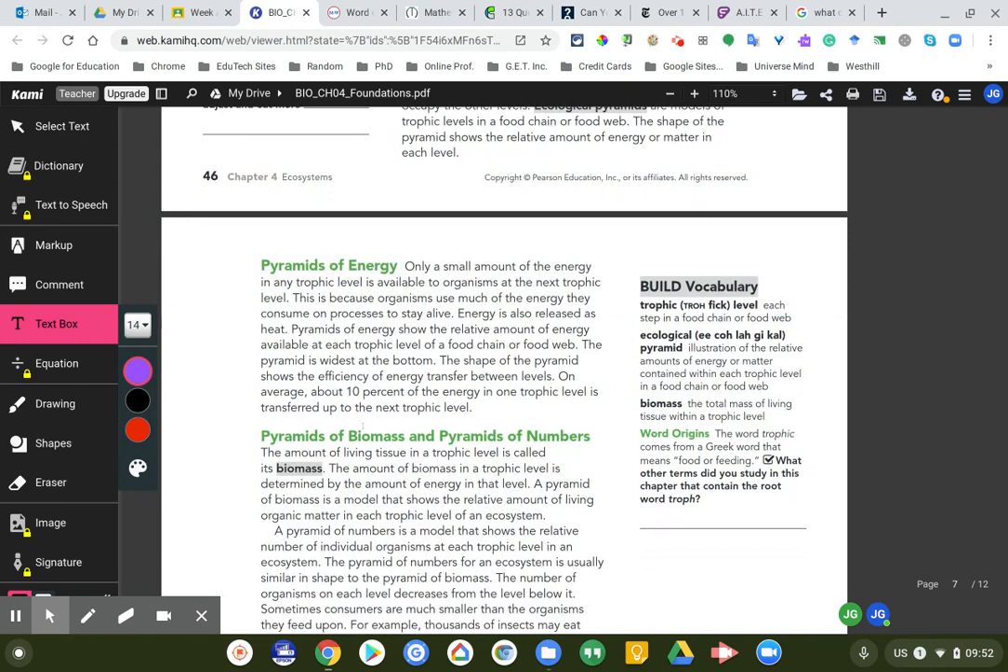The shape of the pyramid shows the relative amount of energy or matter in each level. Only a small amount of energy in any trophic level is available to organisms at the next trophic level. This is because organisms use much of the energy they consume on processes to stay alive. Energy is also released as heat.